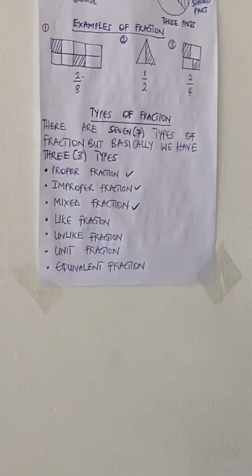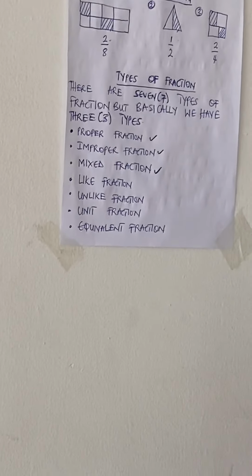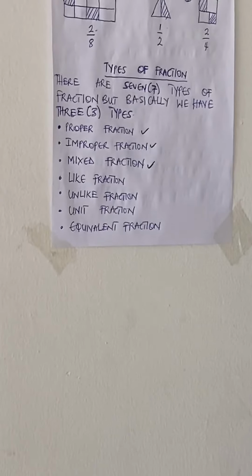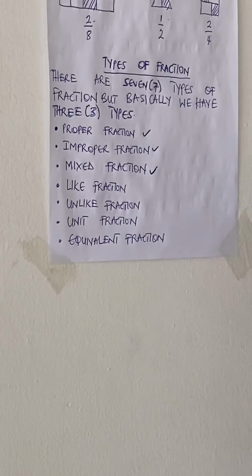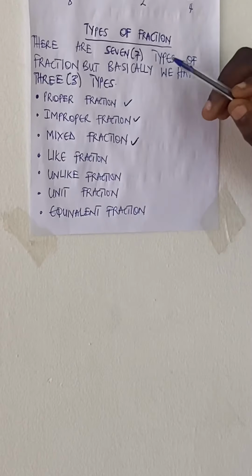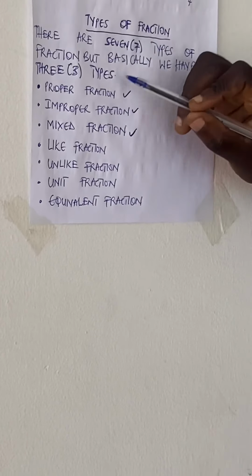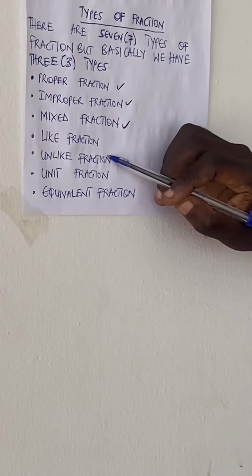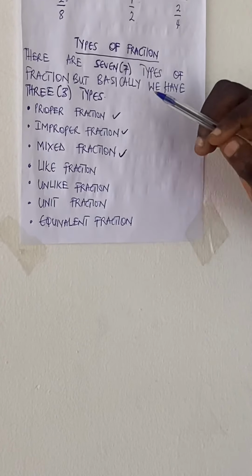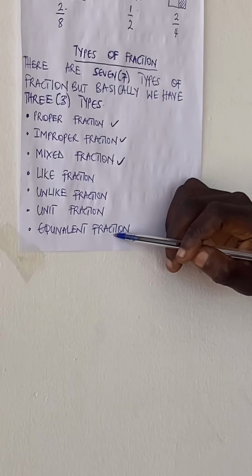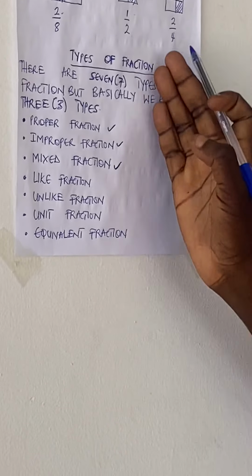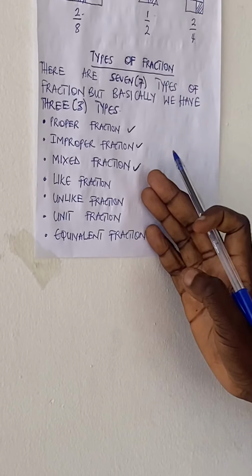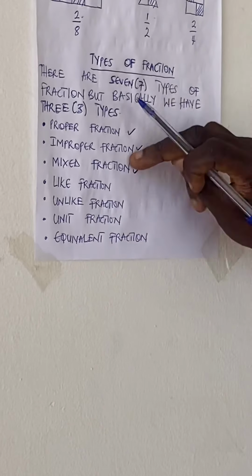There are 7 types of fraction. But basically, there are 3 main types of fraction. We have improper fraction, proper fraction, mixed fraction, like fraction, unlike fraction, unit fraction, and equivalent fraction. I'll define all these types of fraction, but basically I will tackle these 3 types of fraction.